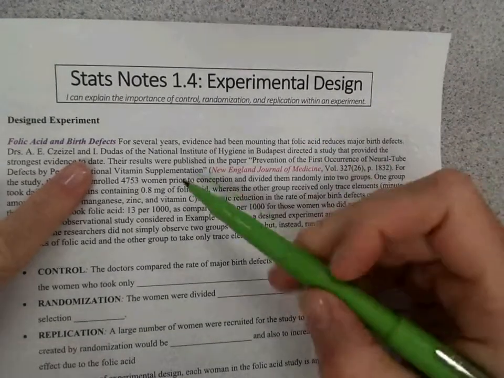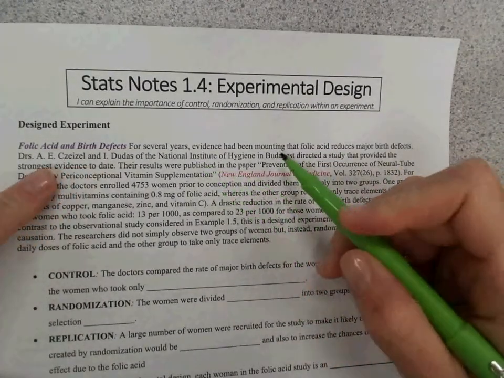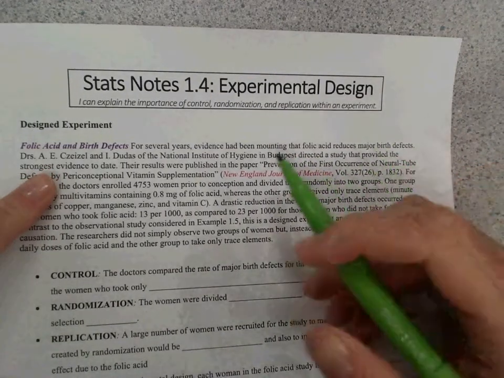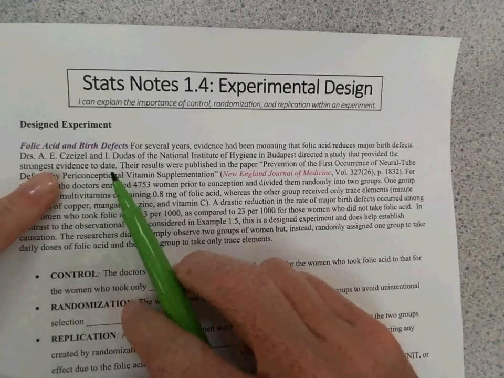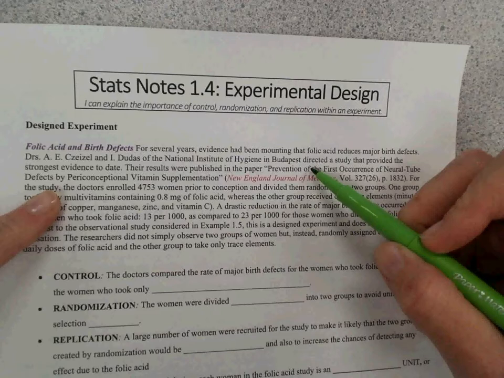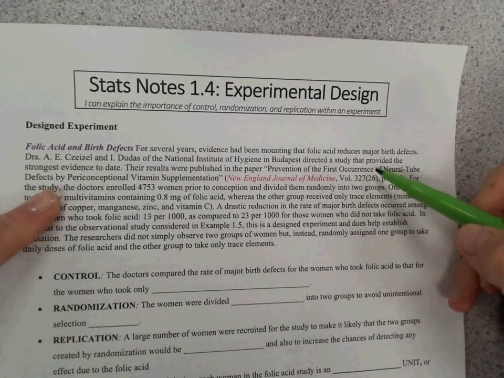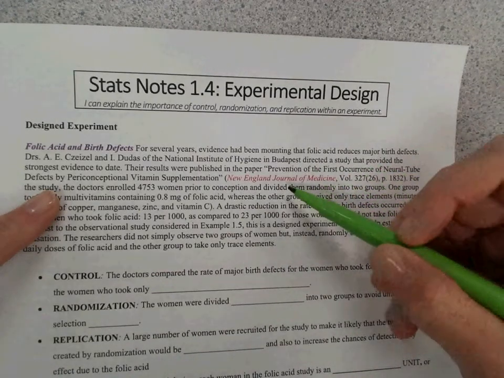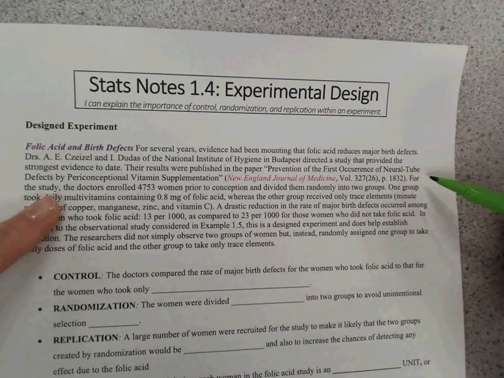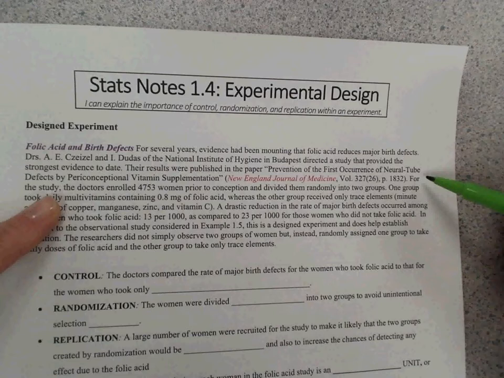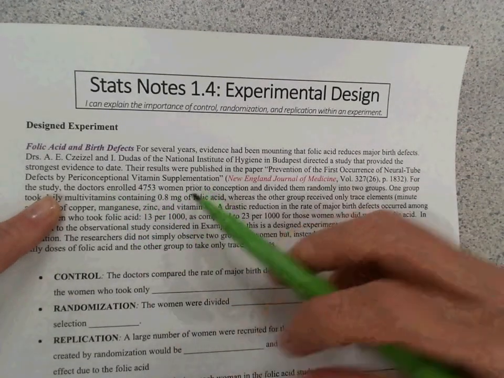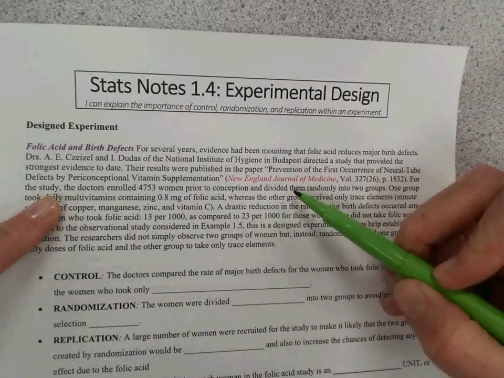For several years, evidence had been mounting that folic acid reduces major birth defects. Dr. A.E. Czeizel and I. Dudas of the National Institute of Hygiene in Budapest directed a study that provided the strongest evidence to date. Their results were published in the paper Prevention of the First Occurrence of Neural Tube Defects by Periconceptional Vitamin Supplementation, and you can find that study in the New England Journal of Medicine.